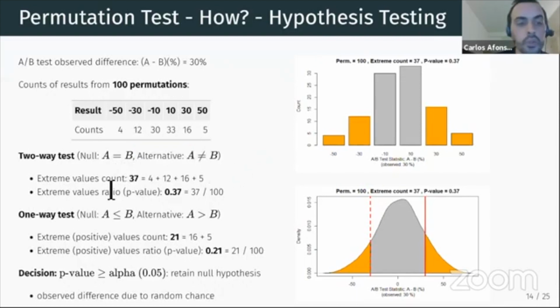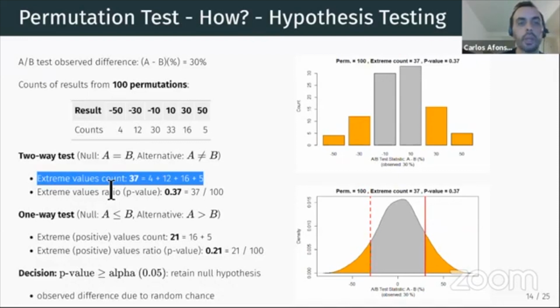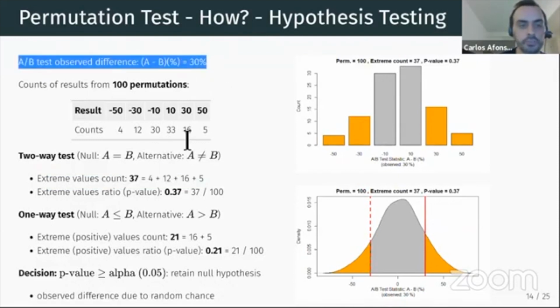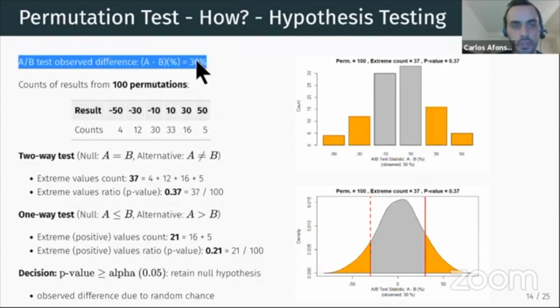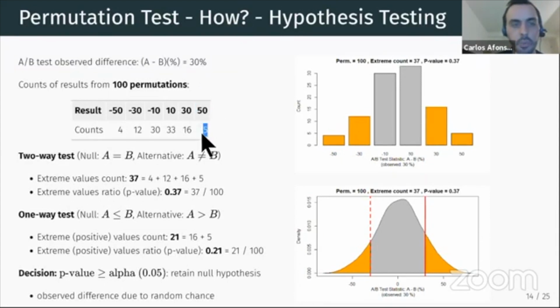So we want to determine what are the extreme values as compared to the observed difference of 30%. From all the results of the permutations, what are the values that are as extreme or more extreme than 30%? Okay, so 50 is certainly more extreme than 30%. So we're going to count these 5 examples of more extreme values. 30 is as extreme as 30%, so we're going to count the 16 values. So 5 plus 16. Minus 30 is also as extreme as 30%, so we're going to count these 12. And minus 50 is more extreme than 30, so we're going to count these 4.